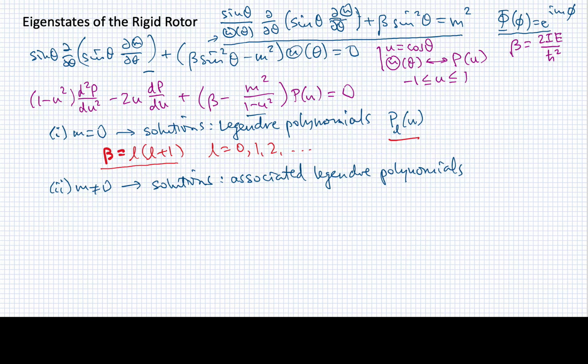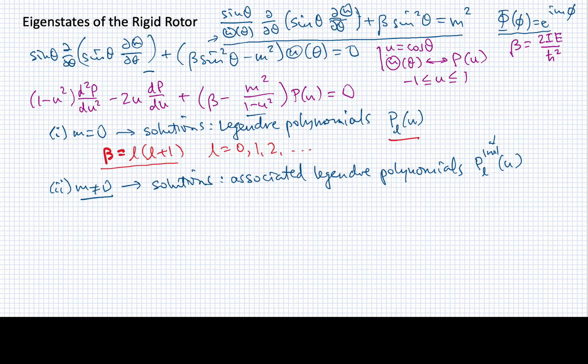Okay, and these associated polynomials have a slightly different notation. They still have the L subscript, but now they have m up here because we've got to take account of the value of m, and again they are still functions of u. Now you'll notice I've put the absolute value of m up here.